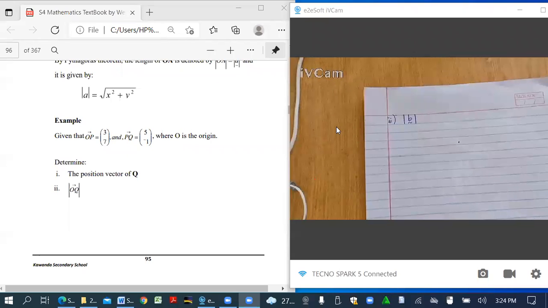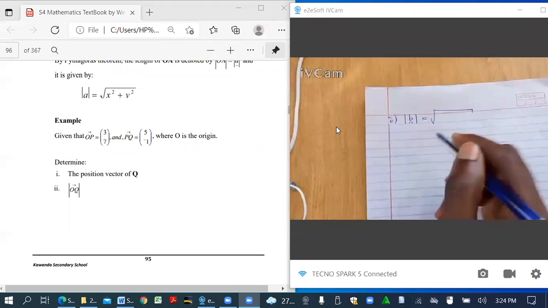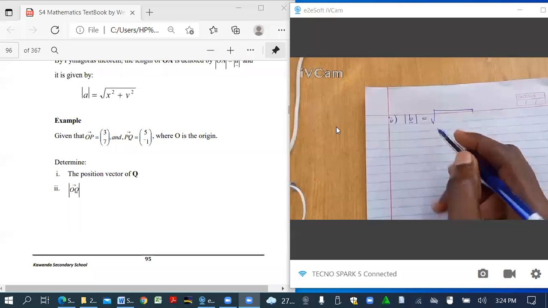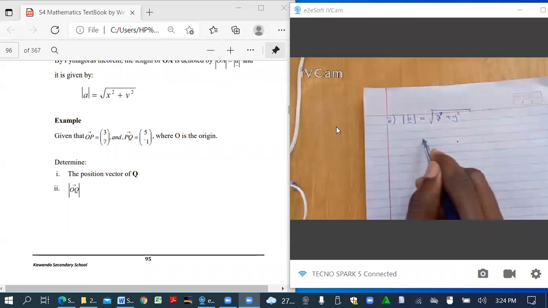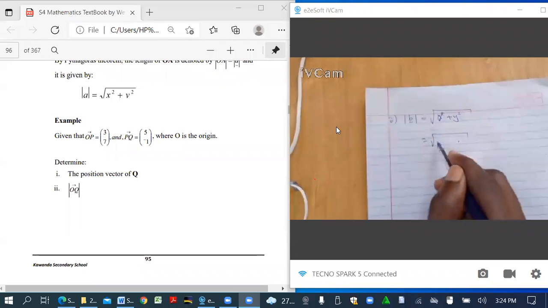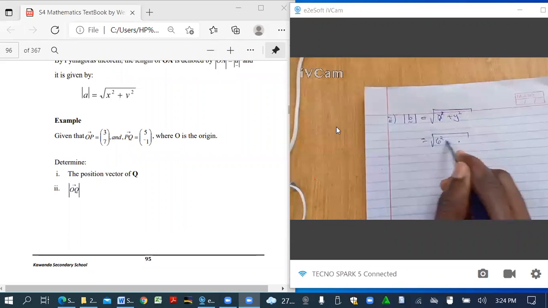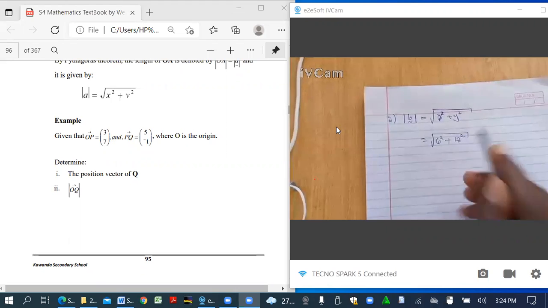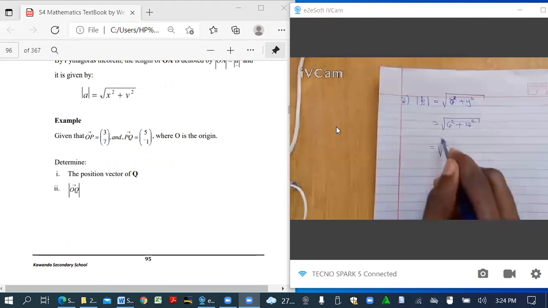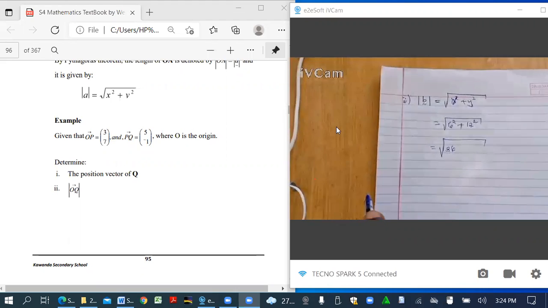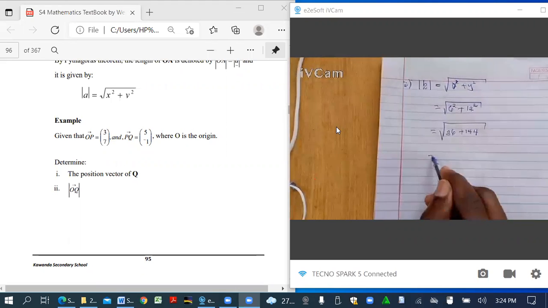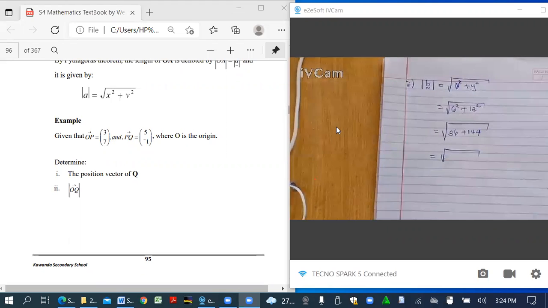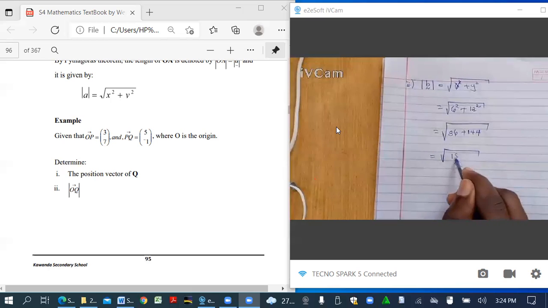So what do we get? It will be equal to the square root of x squared, which is 6 squared, plus y squared, which is 12 squared. What do we get? We get 36 plus 144. When you add that, what do you get? 180.